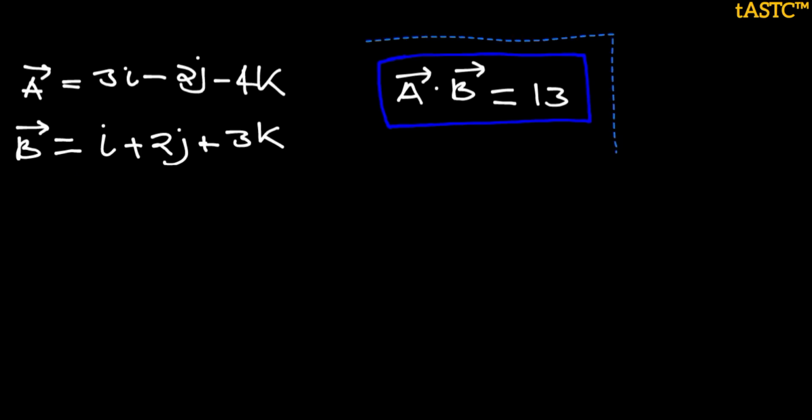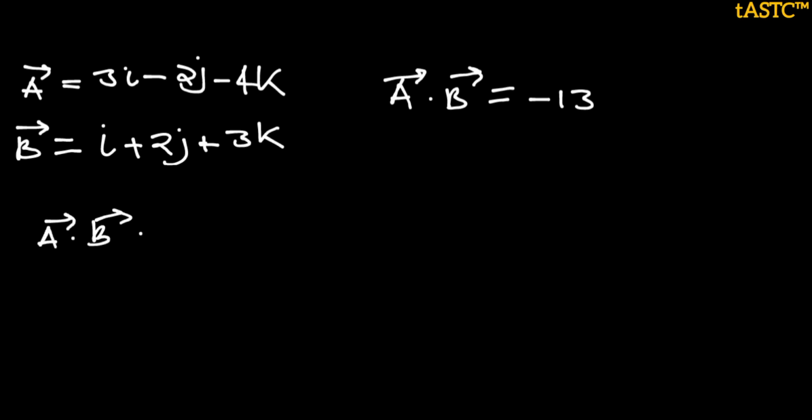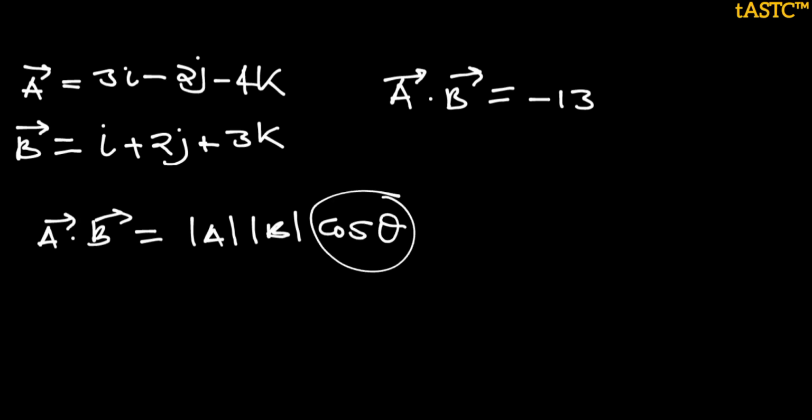Now what if you were required to find the angle between the two vectors? First of all, we know that the dot product between the two vectors is equal to 13. Well, that should be a negative 13. Now we know the formula for the dot product: a dot b is equal to the absolute form of a multiplied by the absolute form of the vector b, multiplied by the cosine of theta. So we need to find theta, which is the angle between the two vectors.